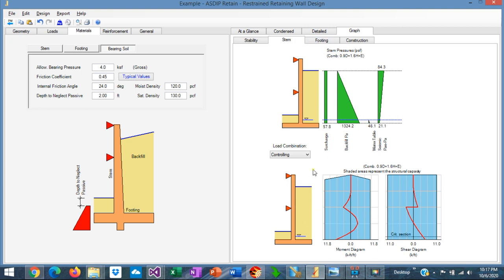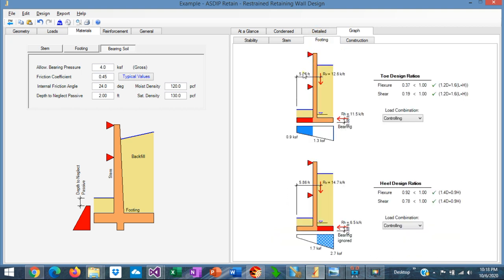At the bottom of the page, we can see the bending moment diagram and the shear diagram that the program generates for the retaining wall. As we can see here, the maximum bending moment occurs at the bottom of the wall. So we have a negative moment here and a negative moment at the intermediate support as well. The blue area represents the capacity, negative and positive. And in this case, the blue represents the shear strength of the wall.